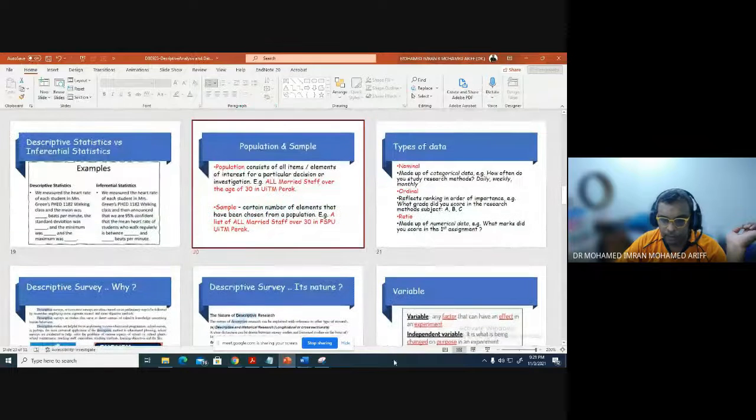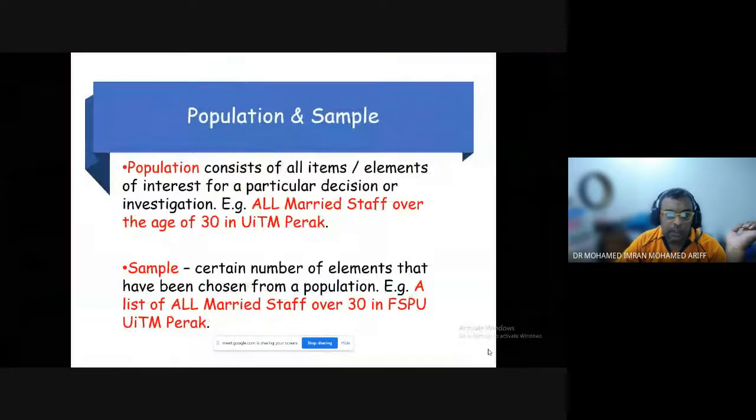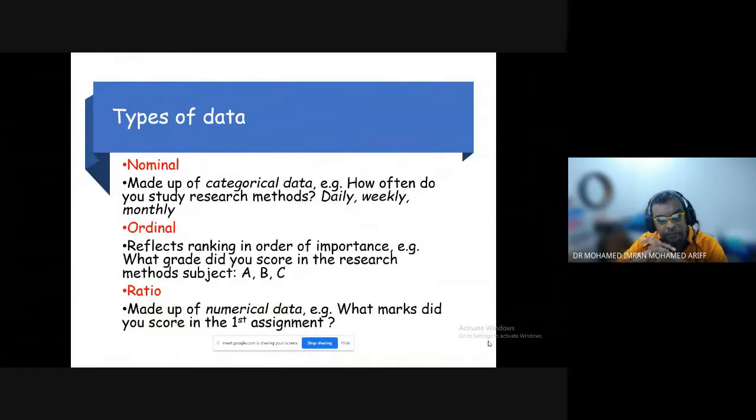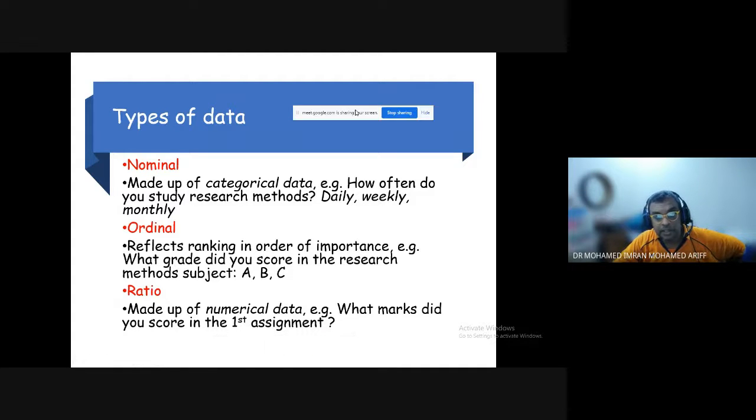Okay, so this is where we left off. Okay, so sample done. All right, types of data. So these are the basic types of data you need to know. Okay, ini memang kena tahu bila you start doing your survey or you will come across this. So there are three basic types of data. Okay, nominal, ordinal, ratio.